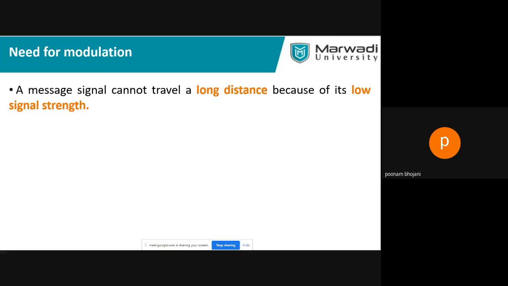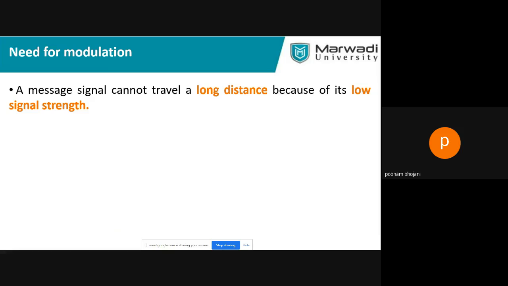Okay. So the need for modulation is the main point. I already told you that even if you are speaking at a frequency of 3 kilohertz or up to 20 kilohertz, the required height of the antenna will be in kilometers. And have you seen an antenna height in kilometers? It is practically not possible, right? It can be some meters.